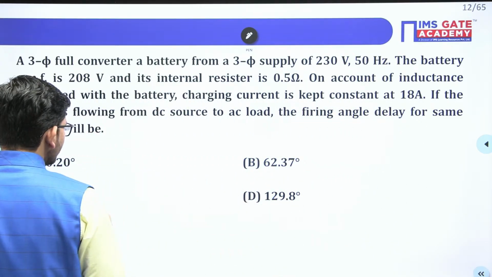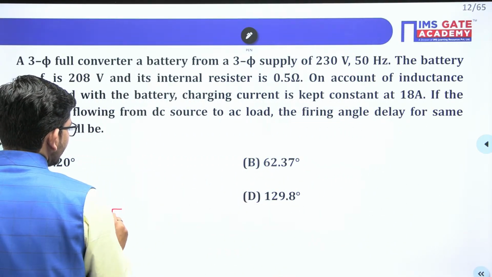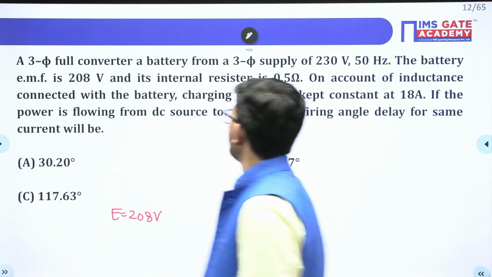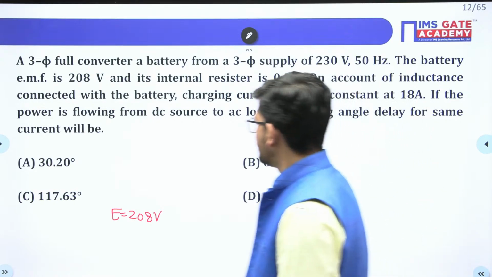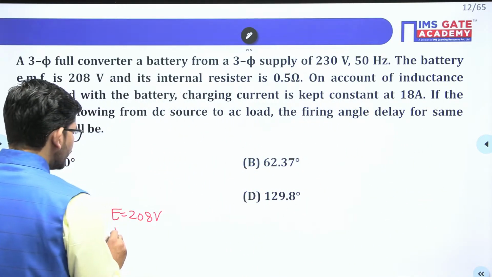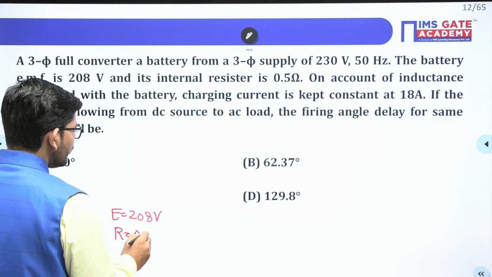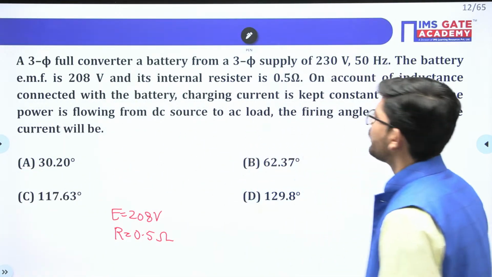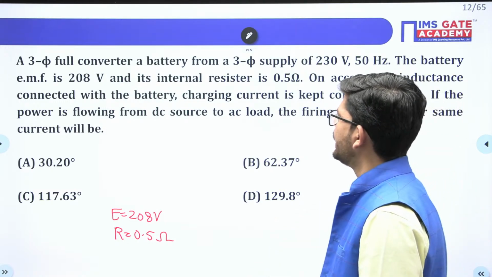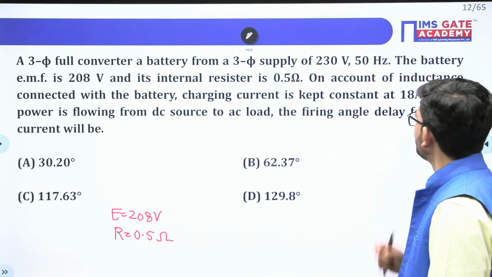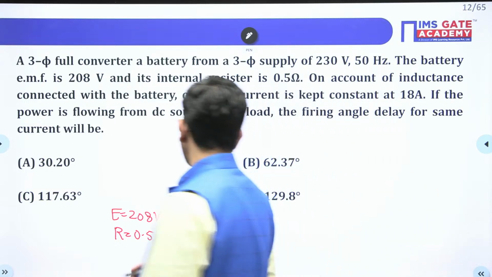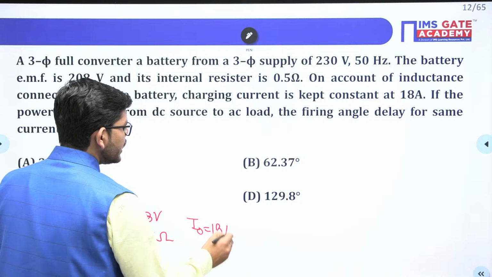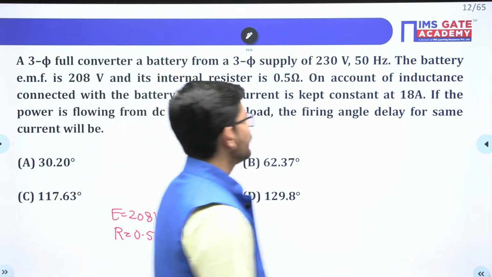So what is given? Let me write these facts. E is given to us, which is 208 volt, and its internal resistance is 0.5. What is the value of R? The R value is 0.5 ohm. On account of inductance connected with the battery, the charging current I naught is kept constant at 18 ampere.